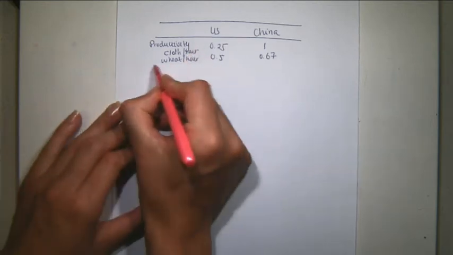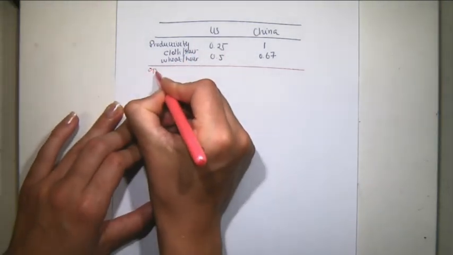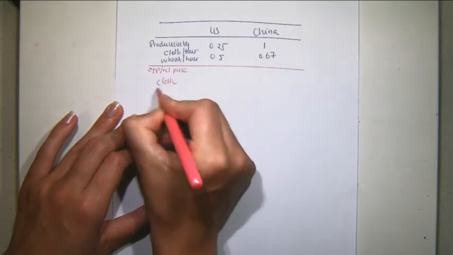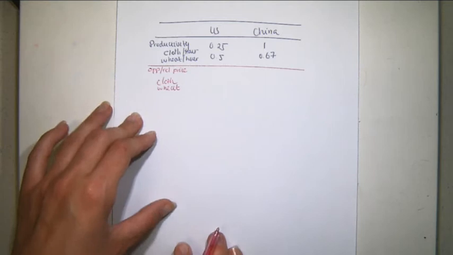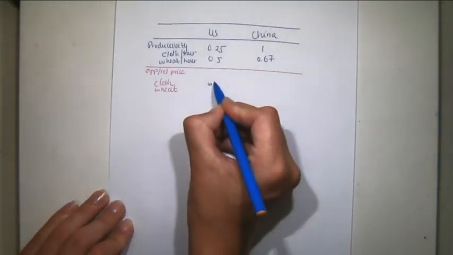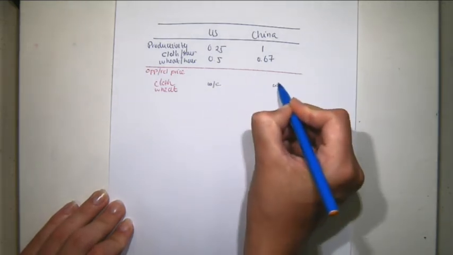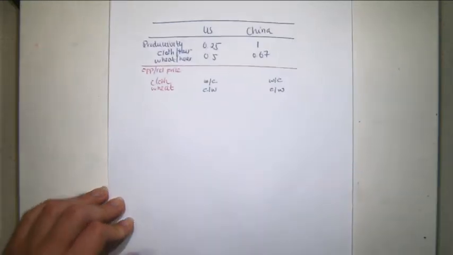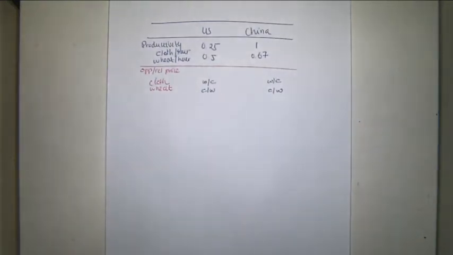So underneath we're going to do opportunity cost or relative price of cloth and wheat in the US and China. When we're doing relative price, we're basically valuing these goods in terms of each other. So how many units of wheat do we need to produce one cloth in each country? And how many units of cloth do we need to produce one wheat in each country? What I've just written is basically what we have to divide by what in the productivity table. So let's do the first one.